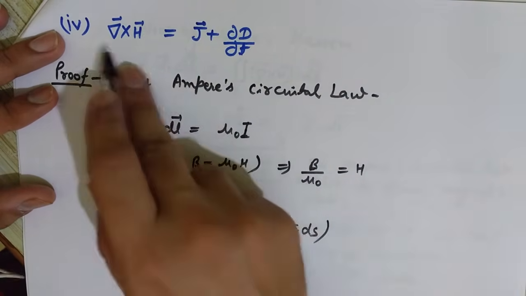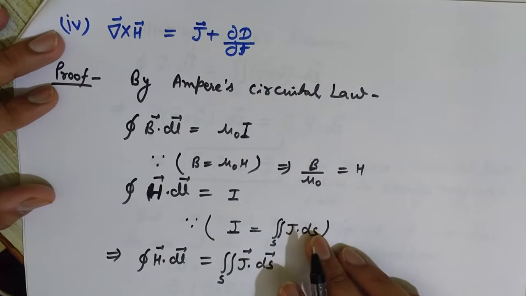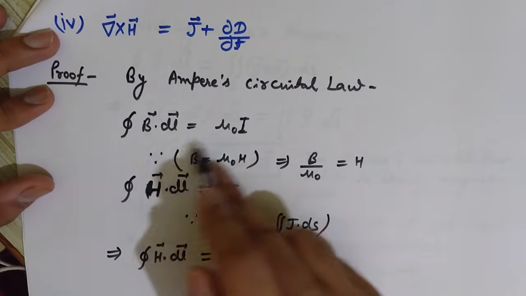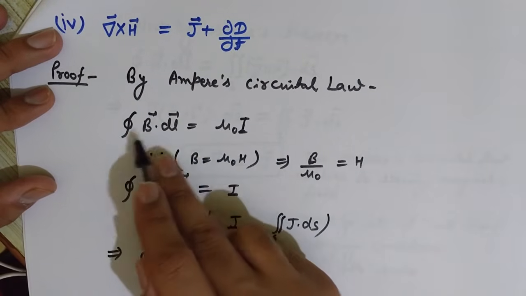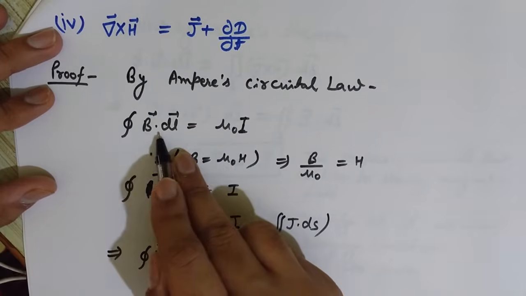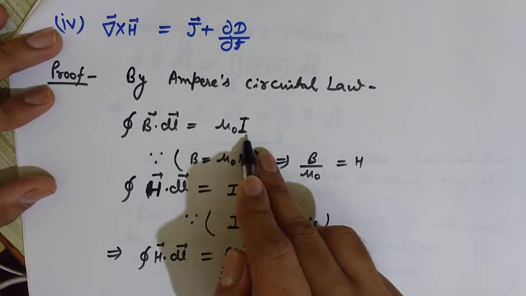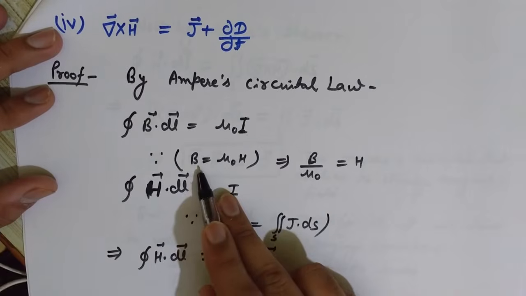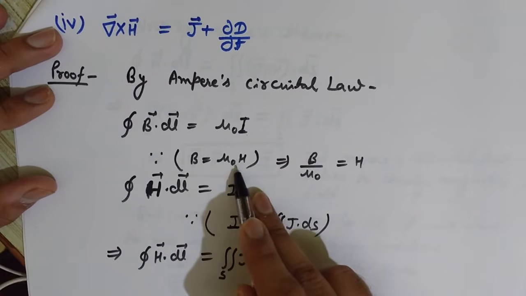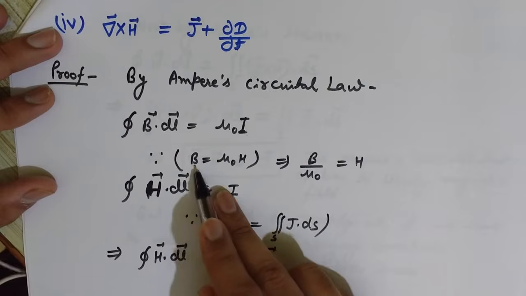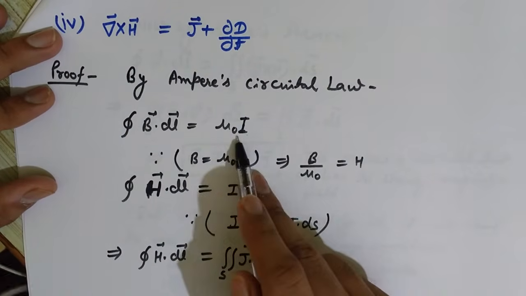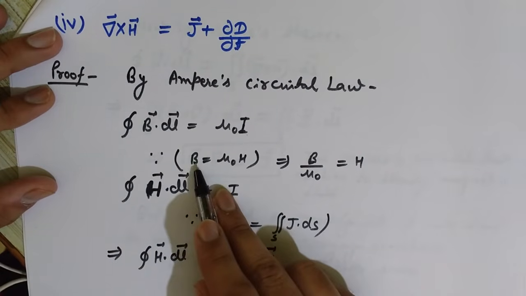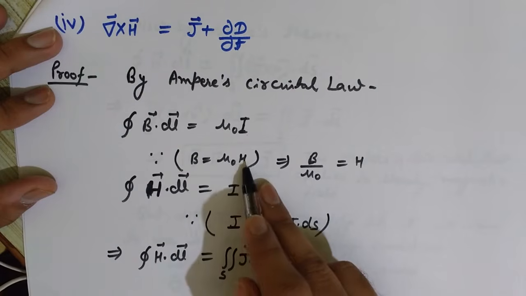Now we will prove this with the help of Ampere's circuital law. We know by Ampere's circuital law that the line integral of B dot dl is equal to mu naught into I, and we also know that B is equal to mu naught into H. So we can replace B by mu naught into H in Ampere's circuital law. This is the magnetic flux density, and this is the magnetic field intensity.